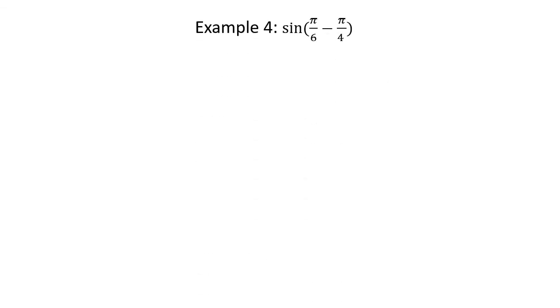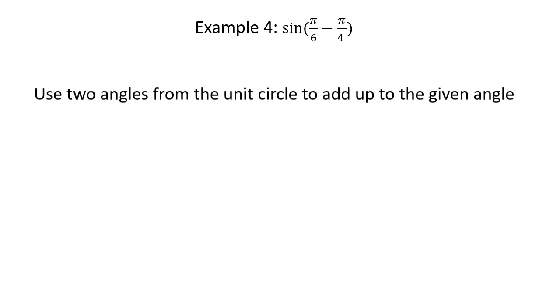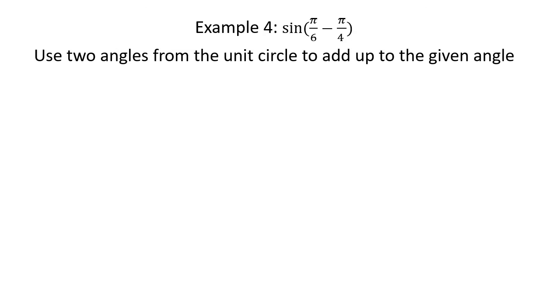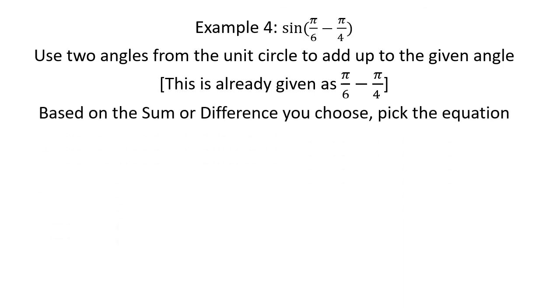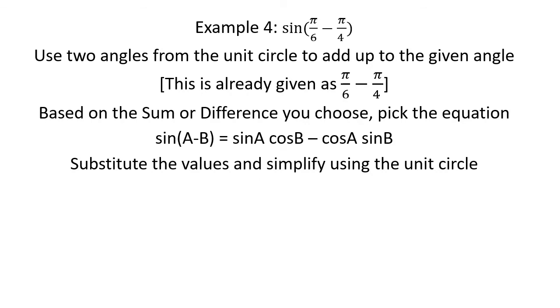All right, so in this example, we have it in radians. We just want to do one real quick with radians. You don't have to figure out what to subtract this time. It's actually given. They want us to find sine of pi over 6 minus pi over 4. So we don't need to figure anything out. We're going to use the two angles from the unit circle, and this is already given. And then we're going to use this to determine which sum or difference formula I'm going to choose. We're doing sine of something minus something. So I'm going to do sine A minus B. Then we're just going to substitute the values and simplify using the unit circle.